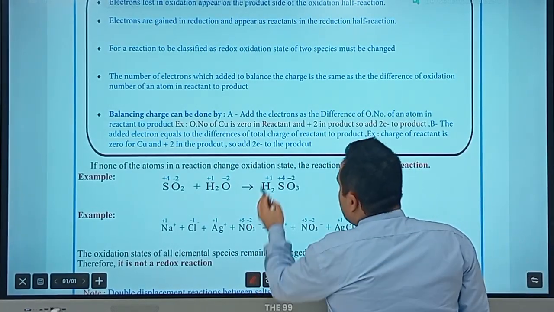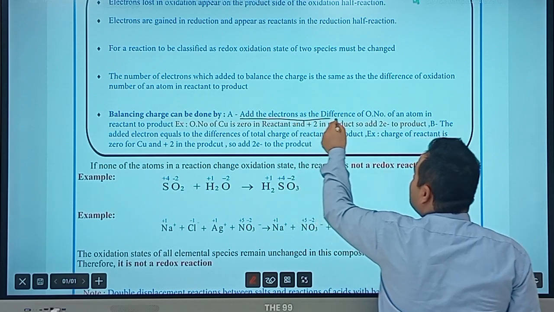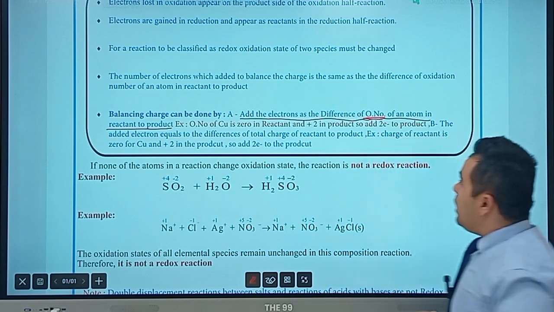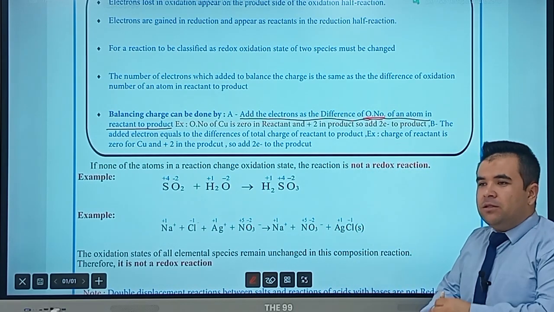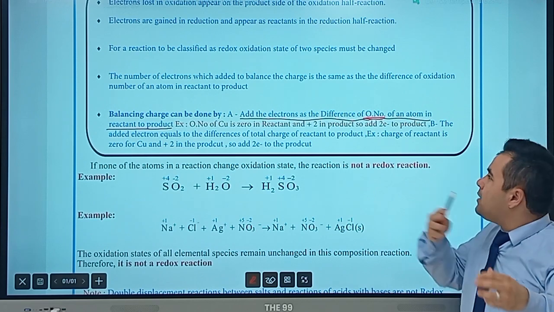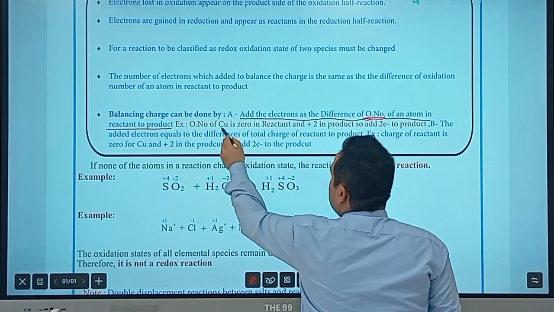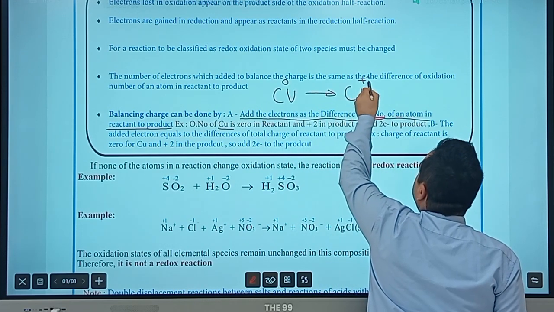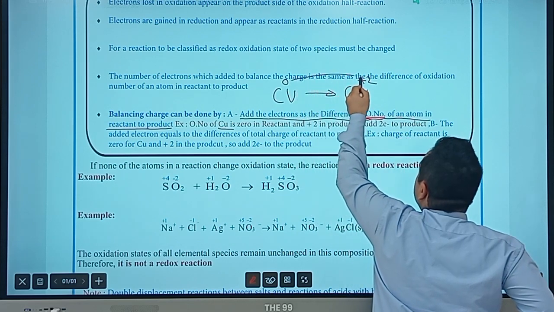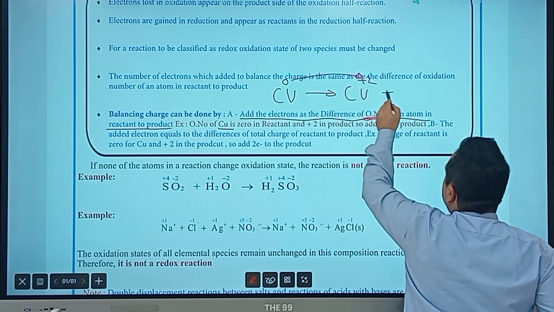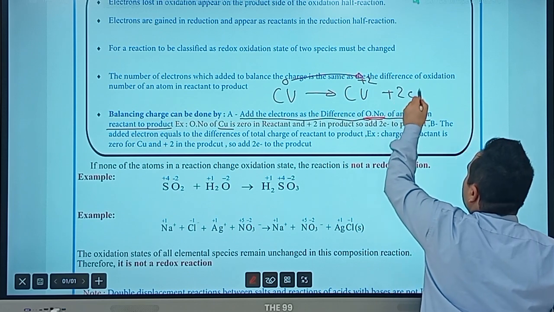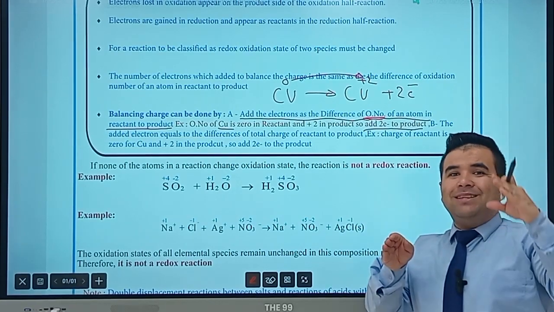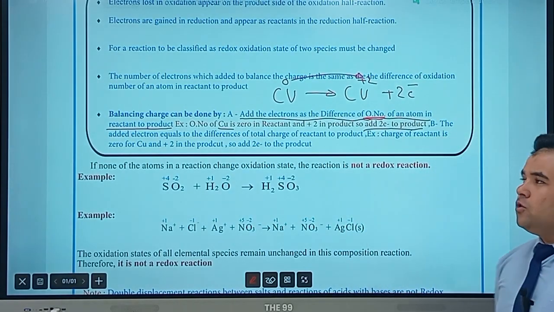The first, guys: add the electrons as the difference of the oxidation number of an atom from reactant to product. How many electrons must be added? Take the difference from reactant to product. In this case, Cu has oxidation number 0 and goes to Cu positive 2. So the difference between 0 and 2 is 2. This is oxidation, so 2 electrons must be added to the product. This is the first technique, by taking the difference between oxidation numbers from reactant to product.